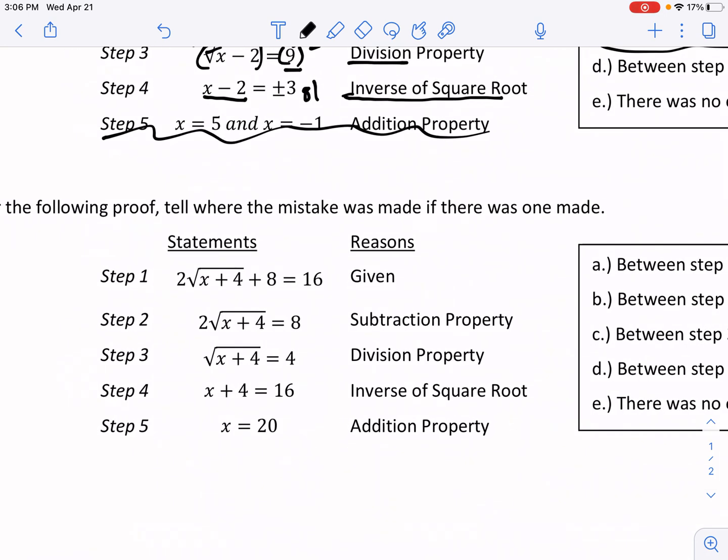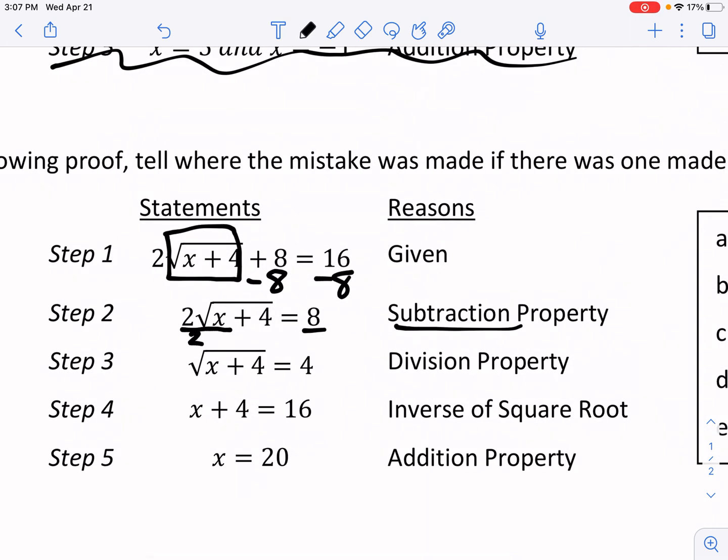So on this given one, again, we want to get the square root by itself. So what would we have to do first? We'll treat it like a 2-step. We'd have to subtract 8 from both sides, right? And then we'd have 16 minus 8, which would give us 8. So that looks okay, and that's the subtraction property. Then we have 2 times the square root. We've got to get rid of that multiplication, so we'd have to divide out this 2 from both sides. The 2's would go away, and I'd get x plus 4. 8 divided by 2 would be 4, and that's the division property. So that looks okay.